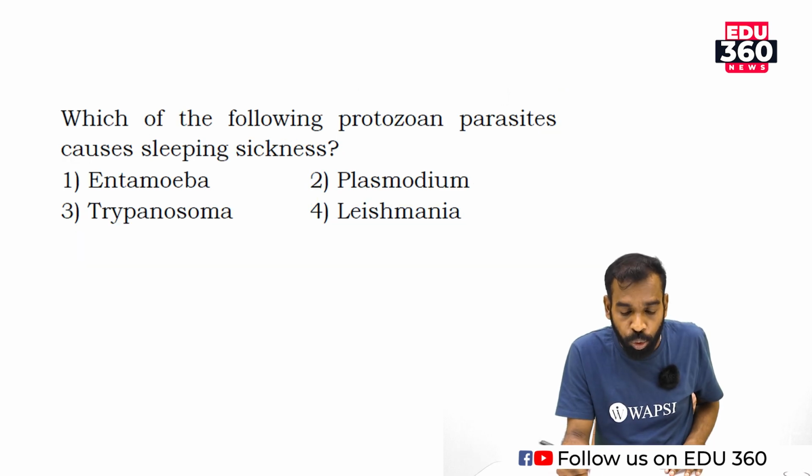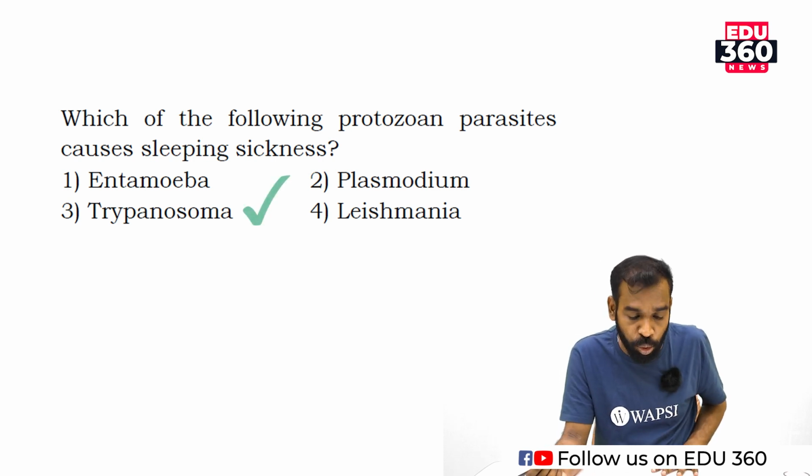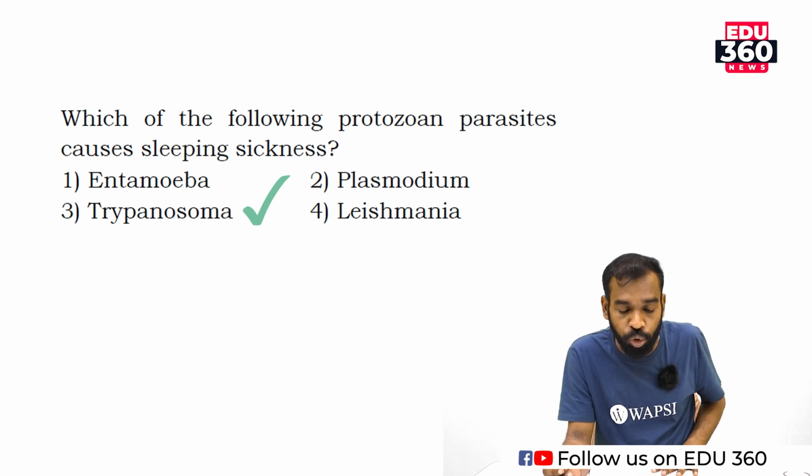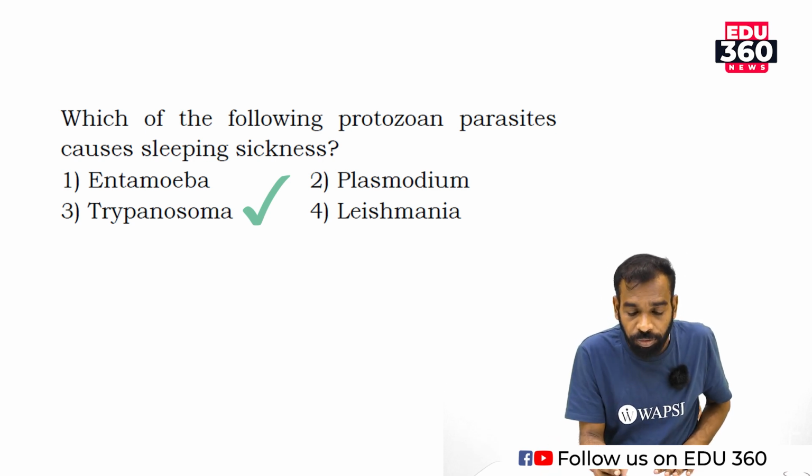Which of the following protozoan parasites causes sleeping sickness? Sleeping sickness is a disease caused by Trypanosoma gambiense, a parasitic protozoan. We have 4 options: Entamoeba, Plasmodium, Trypanosoma, Leishmania. So Trypanosoma gambiense is the parasite which causes the disease called sleeping sickness.